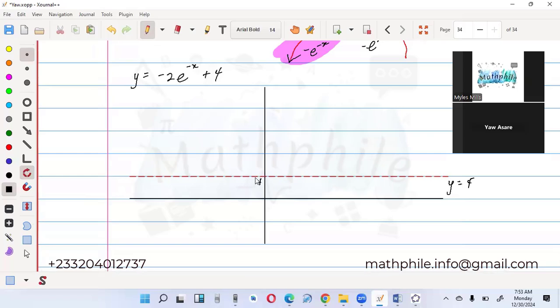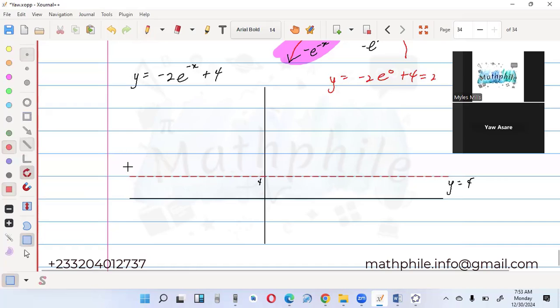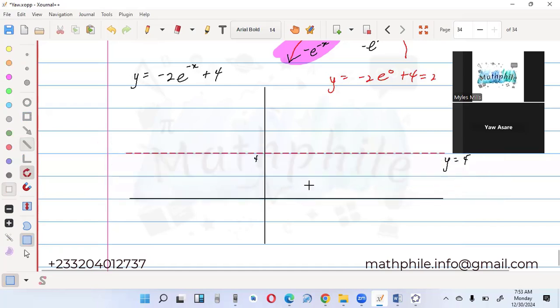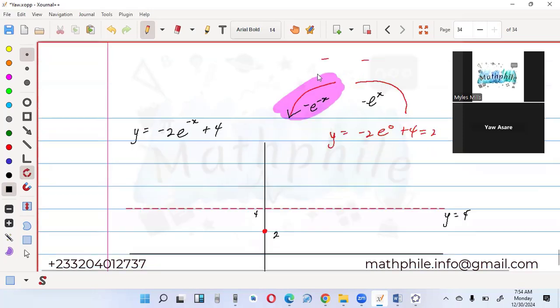We can find the y-intercept. So for y-intercept, x equals 0. So if you find the y-intercept, we can say that y equals negative 2 e raised to the power 0 plus 4, which is equal to 2. So there is a y-intercept at 2. Let me move this one up a little bit. Okay. So there is a y-intercept at 2.